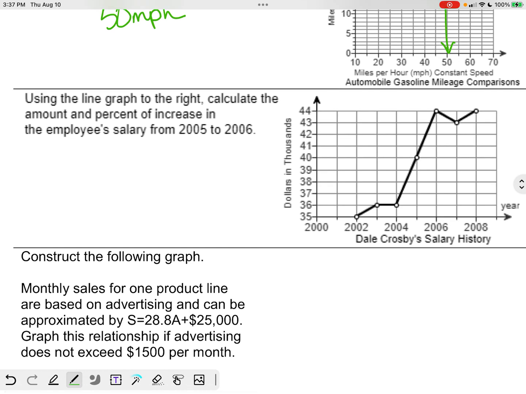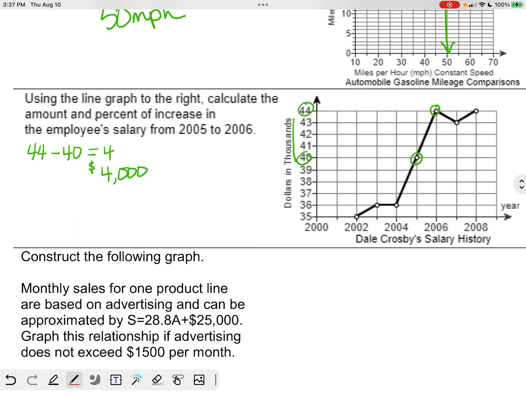Using the line graph to the right, calculate the amount and percent of increase in the employee's salary from 2005 to 2006. 2005, 2006. Notice it says that we're in thousands. So we're going to start off with our new salary of $44,000 and subtract the old salary of $40,000. So our amount will be $4,000.